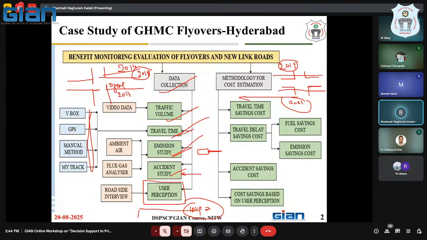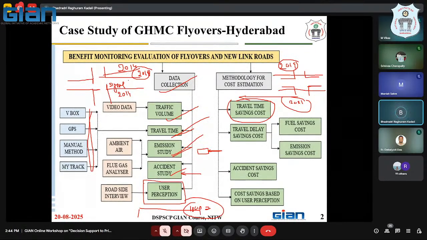For the travel time, we estimated the travel time savings alone. Apart from that, we also estimated that it is not only an improvement of the travel time after construction of the flyover, from the condition of 2014 to 2019, it is also expected there is a reduction of delays. Also, there is a reduction of fuel consumption, as well as savings of emissions with respect to the fuel savings.